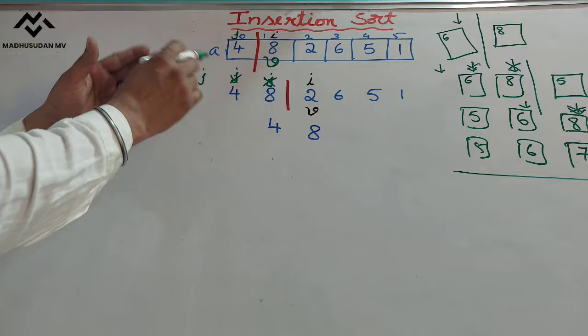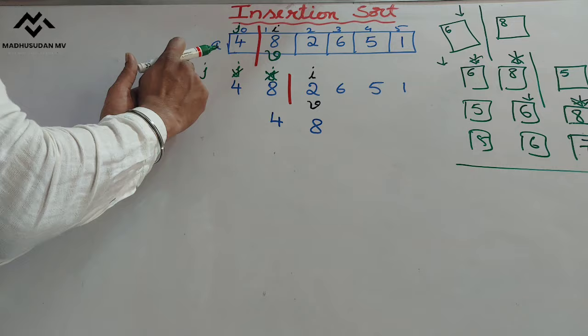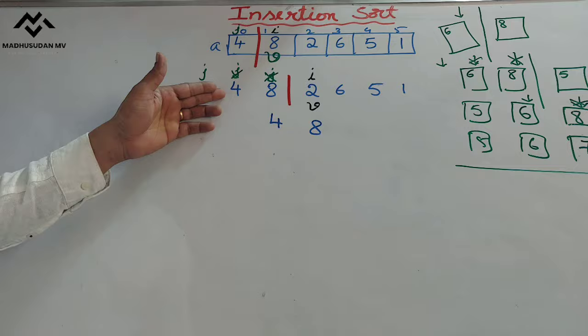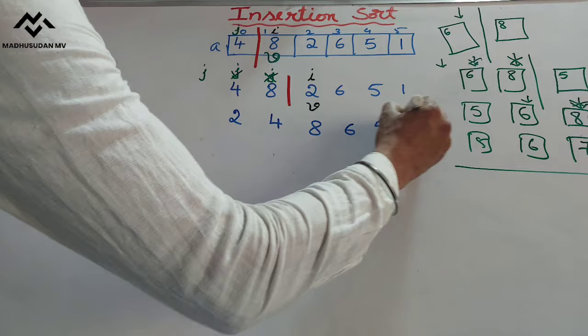Now, once it comes out of the range, whatever the J position, right now what? Earlier J is 0. Now it is decremented to minus 1. In front of minus 1, plus 1 means 0. In its front position, keep the value. Value is what? 2. So I am keeping 2 here. Okay, remaining elements as it is. So now, up to here it is sorted.